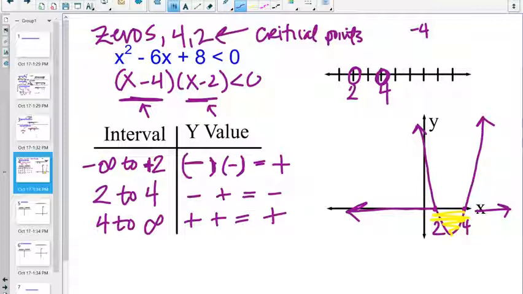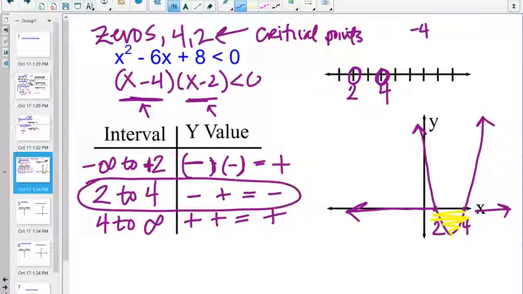And when I multiply a positive times a positive, I get a positive. So back to my original, where is this less than 0? It's only this interval right here. Less than 0 means it's a negative number. So between 2 and 4, and that's what I'm going to shade on my number line. That's where it's negative. That's the only place. And if you look at the graph, that's the only place it dips beneath the x-axis.